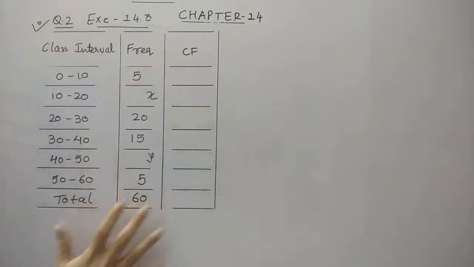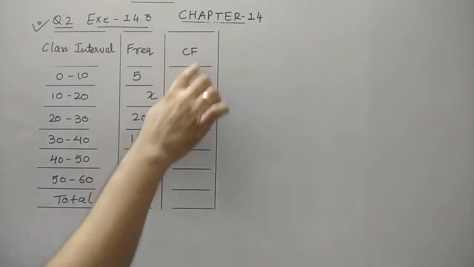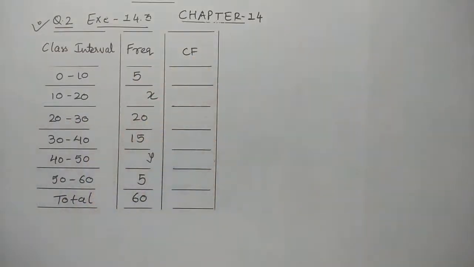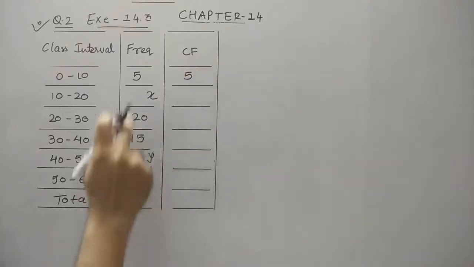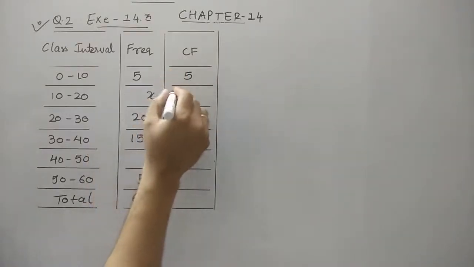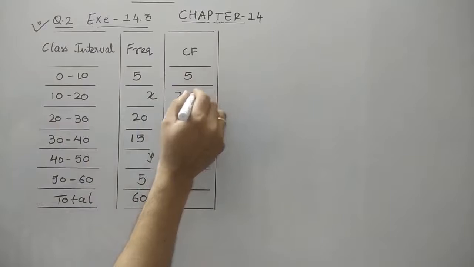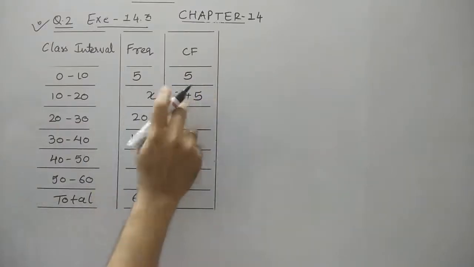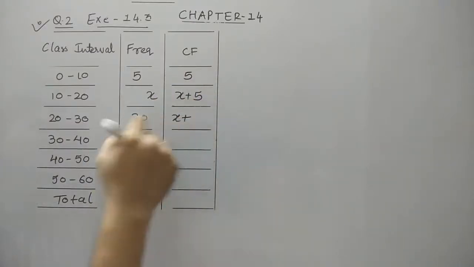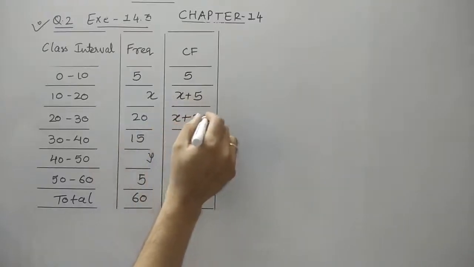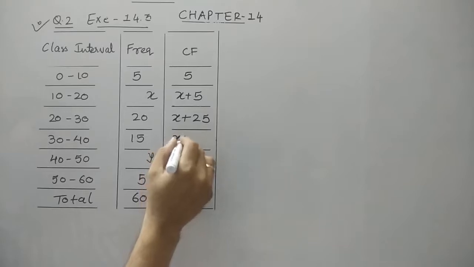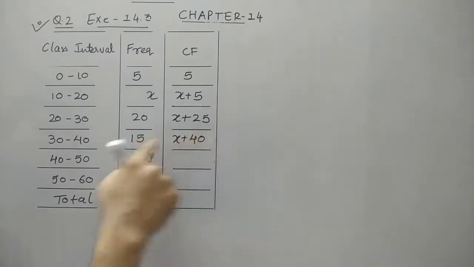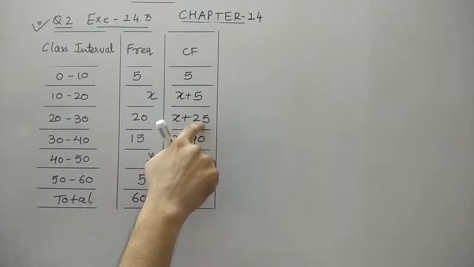As the question relates with the median, we have to find out the CF. So as we discussed in the previous question, to find out the CF, let us write down this 5 as it is. Then x should be added to 5, so x plus 5. 20 should be added here, so it is x plus 25. This 15 should be added here, so x plus 40. How is it 40? 15 plus 25.